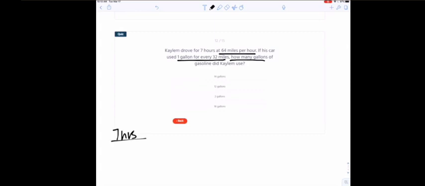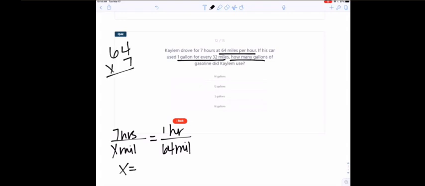7 hours is X miles is equal to 1 hour, 64 miles. Okay, so our rate is 64 miles per hour. I compare it to the 7 hours that he drove, and I want to find out the number of miles he drove. So I'm going to cross multiply. X times 1 is X, and 64 times 7, I'm going to do it up here. 7 times 4 is 28, carry the 2. 7 times 6 is 42, plus 2 is 44. So 448 miles.